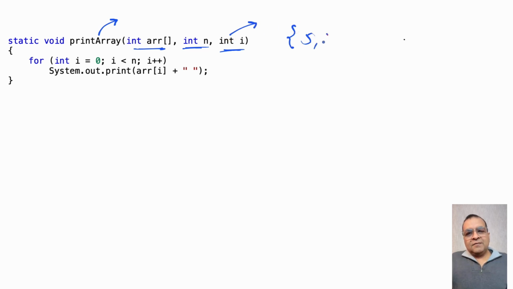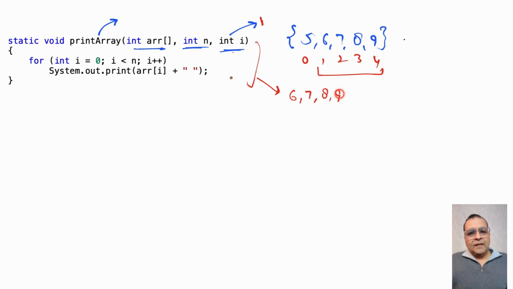Therefore, if the array is 5, 6, 7, 8, 9 and the indices of the elements are 0, 1, 2, 3 and 4, if I is 1, then the responsibility of this function is printing the array starting from index 1, which means that this function will print 6, 7, 8, 9. If I is 2, then the responsibility of the function is to print 7, 8, 9. If I is 3, then this function will print 8, 9. If I is 0, then this function will print the entire array. Therefore, initially, you will call this function for I equal to 0.